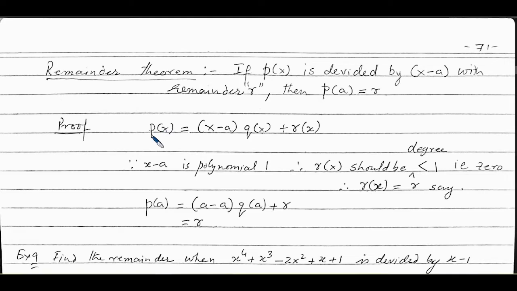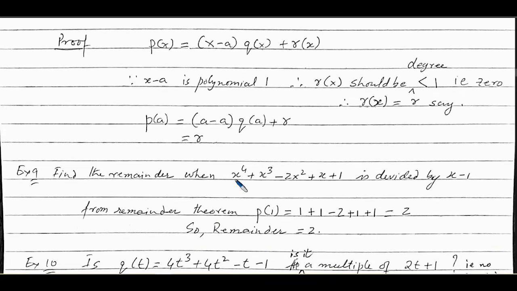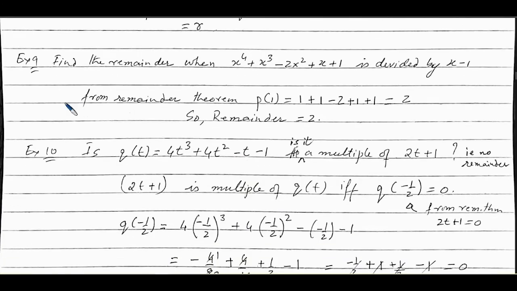So here the proof is: if this is a polynomial, x minus a is one factor, this is the divisor, this is the quotient, and this is a remainder. Since x minus a is a polynomial of degree 1, therefore r(x) should be of degree less than 1, that is degree 0. So r(x) will be some constant r. If I put x is equal to a, then a minus a is 0, and 0 into any number is 0, so p(a) will be equal to r. We will see some examples here. Example 9: find the remainder when this polynomial is divided by x minus 1.